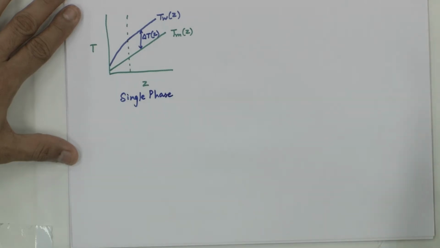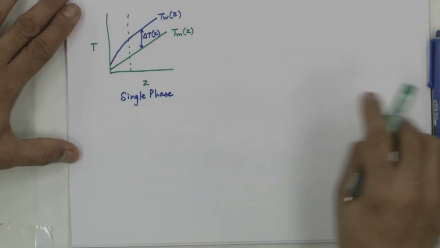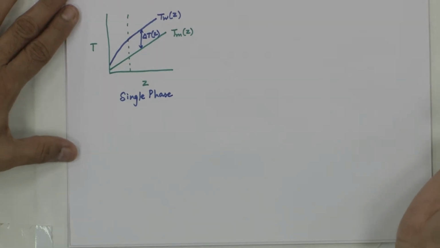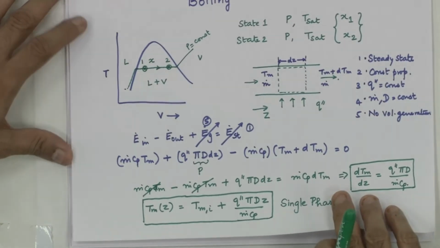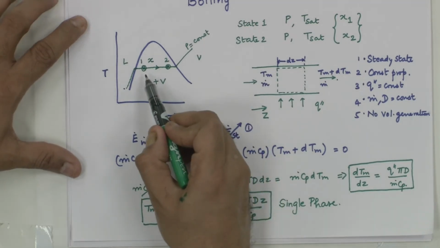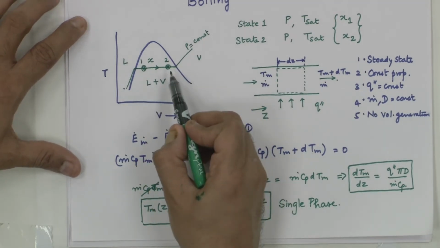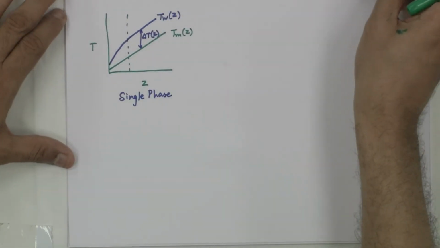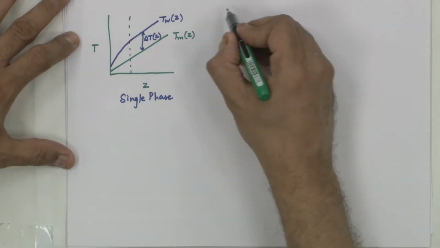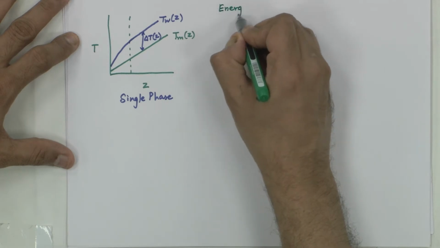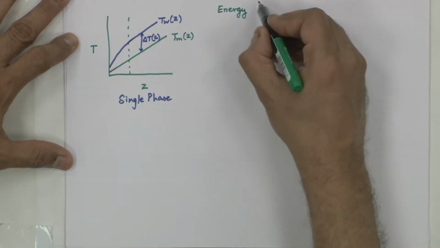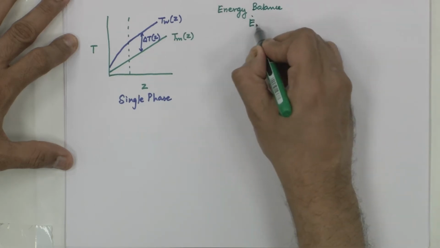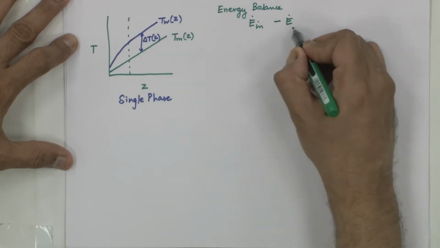Now, what is different in two-phase situation? In the two-phase situation, you are not going to have T changing to T plus dTm. Look at this, you are now at state 1, which is at quality x1, you are going to a state 2 where quality is x2. So, instead of writing the energy balance for a single phase fluid, the energy balance now is going to be written for a two-phase substance coming in, E dot in minus E dot out equal to 0.